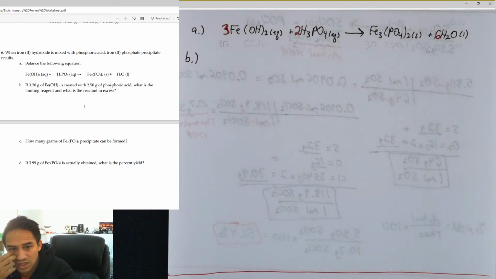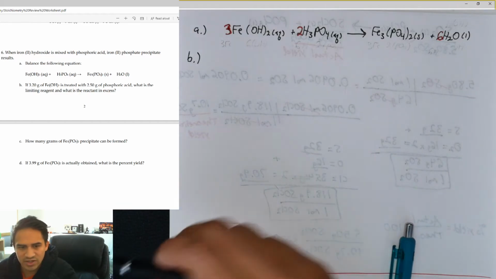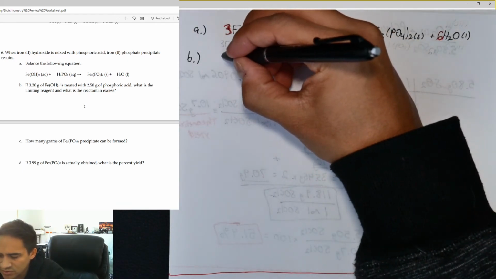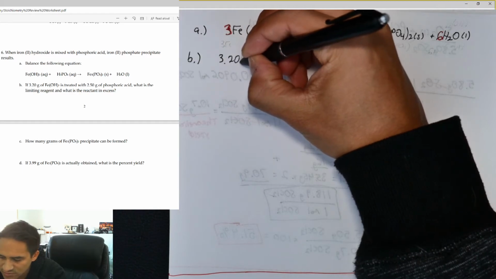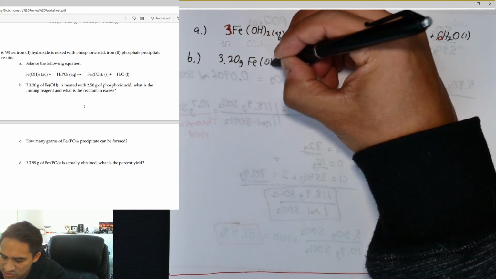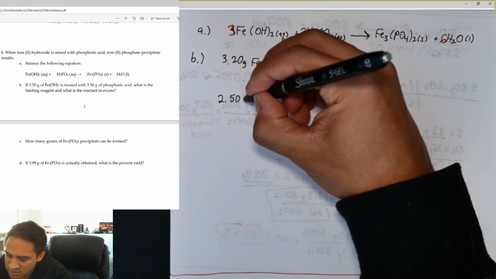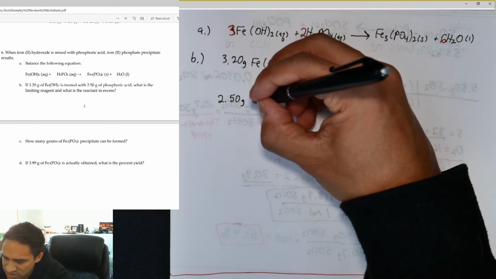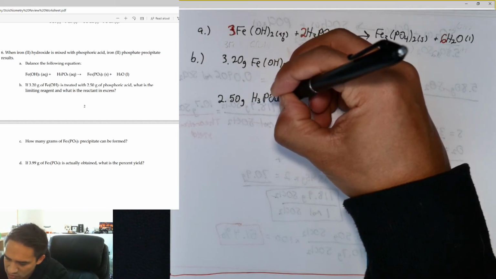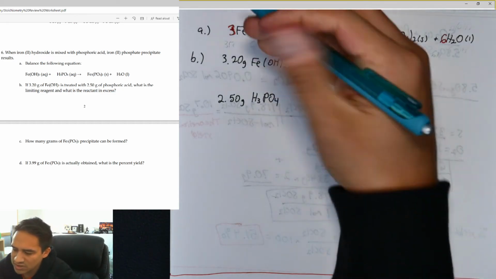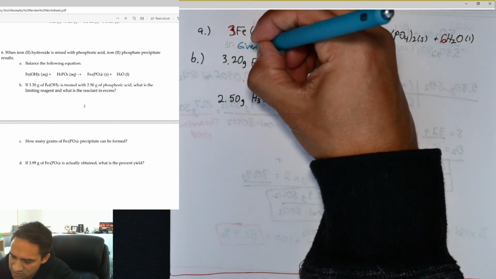Part B. If 3.20 grams of FeOH2 is treated with 2.50 grams of phosphoric acid, what is the limiting reagent? What is the reactant in excess? Okay, so a limiting reactant problem. So here we go. So we have 3.20 grams of FeOH2, and we have 2.50 grams of phosphoric acid, which is the H3PO4. All right. Again, this is what we are being given to begin with.